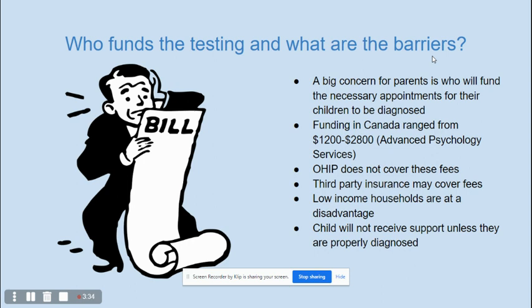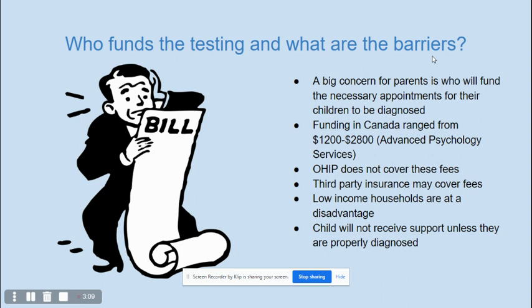The next question that came up throughout my research was, who funds the testing and what are the barriers? A big concern for parents is who will fund the necessary appointments for their children to be diagnosed. Funding in Canada ranges from $1,200 to $2,800, and this cost was provided by Advanced Psychology Services. Unfortunately, OHIP does not cover these fees. However, third-party insurance may cover the fees.